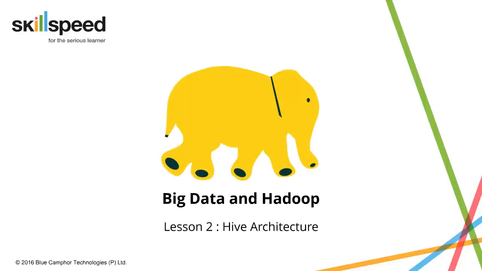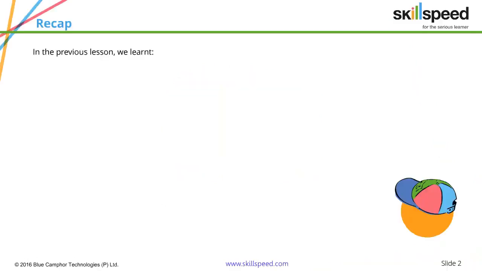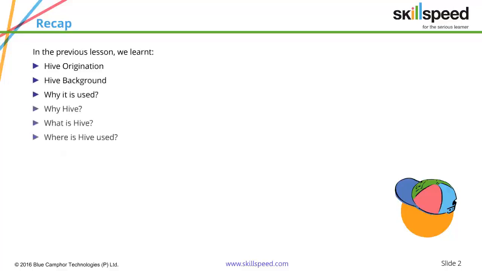Hi. So welcome to lesson number 2, module 7 of the Big Data and Hadoop Developer course. In this particular lesson, we will be having a look at the Hive architecture. Before we proceed with the lesson, let's have a quick recap of the previous lesson. In the previous lesson, we learned about the origination of Hive and why it was developed, where it is used, what exactly is Hive, and the limitations of Hive.